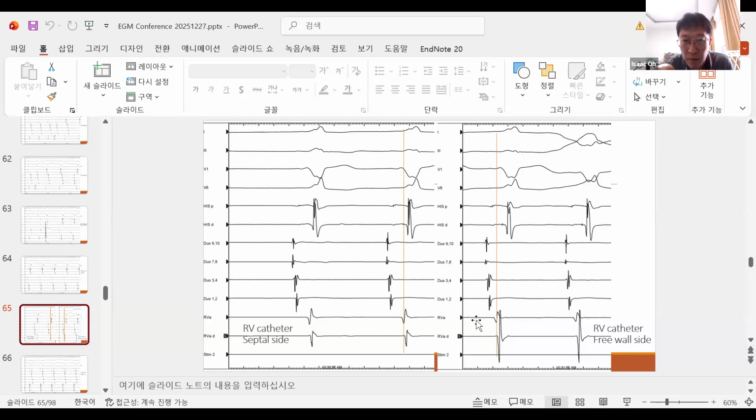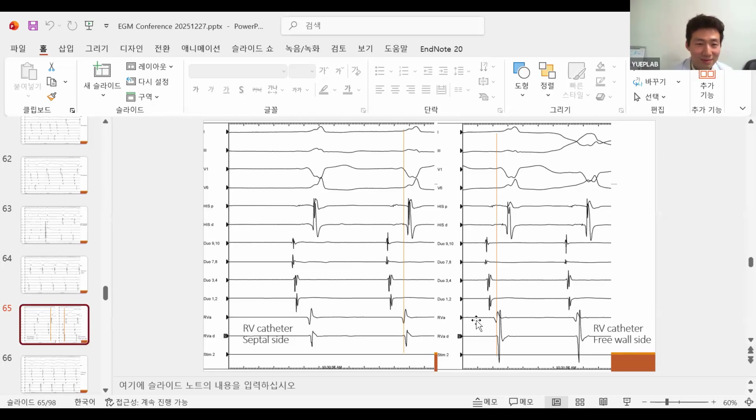The deflection from the RV distal. RV distal. I see. Okay, now I understand. So by changing the location of the RV catheter, you estimate the location of the accessory pathway. Yes. Am I right? Yes. I see.